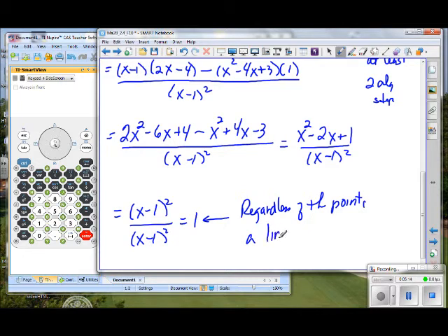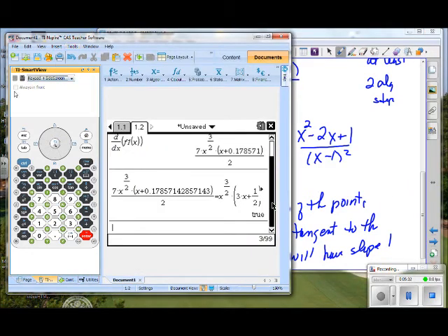a tangent line, or a line tangent to the curve will have slope 1. Let's take a look at this problem. Let's see what this looks like.